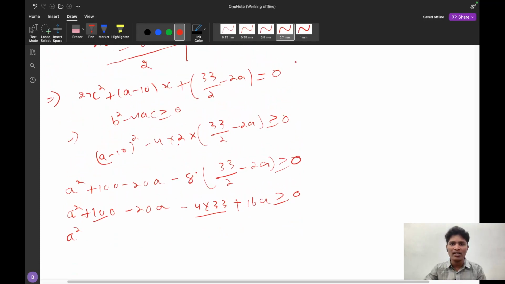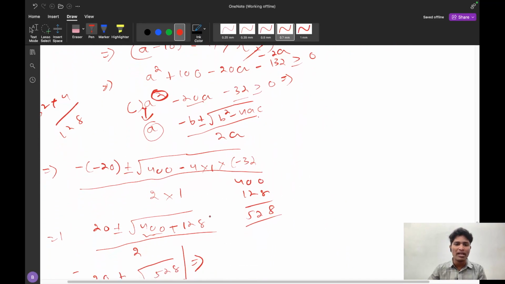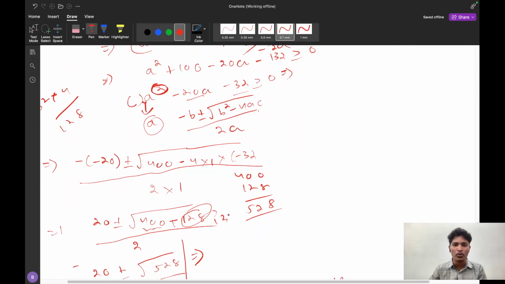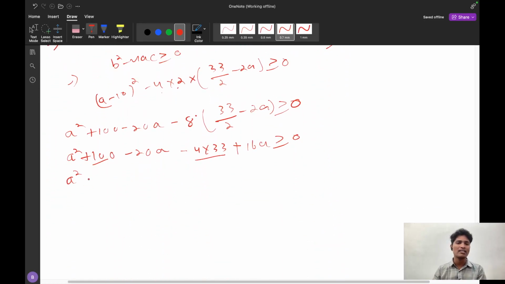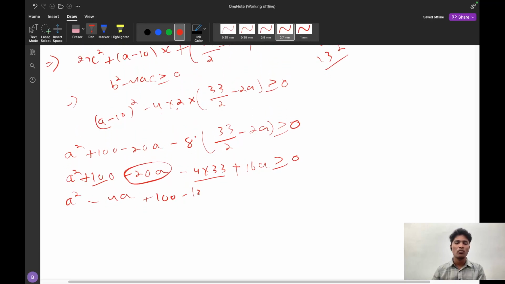128, is it correct? 33 into 4. 4 threes are 12, 4 threes are 12, 13, 132. So here also we made a blunder mistake. It is not 128, it is 132. So you have to understand these calculation mistakes, guys. It is very important. And what is minus 20 plus 16? It is minus 4a. And here it is 100 minus 132, greater than or equal to 0. So what will I get? I will get a square minus 4a minus 32 greater than or equal to 0.